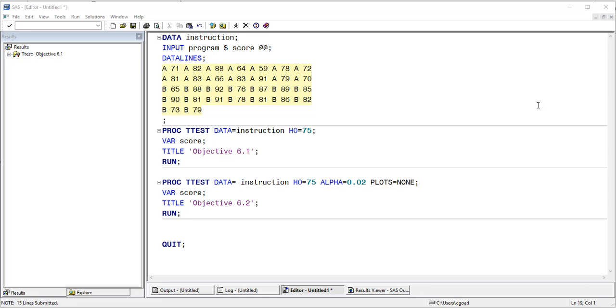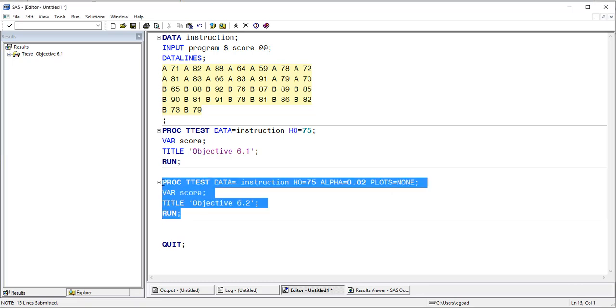In Objective 6.2, we're asked to produce 98% confidence intervals for the mean and standard deviation of the population of scores and test whether or not the mean score differs from 75 using alpha equals 0.02, and then turn off all of the graphs. PLOTS equals NONE suppresses all of the graphs. The alpha, recall, is not going to impact the magnitude of the t-statistic, might change our decision, and we get 98% confidence intervals instead of 95% confidence intervals.